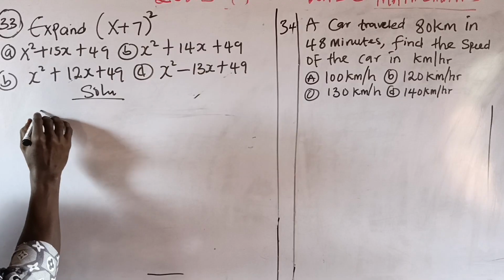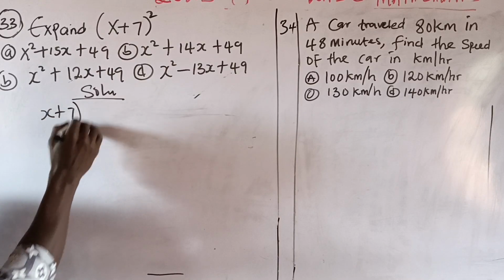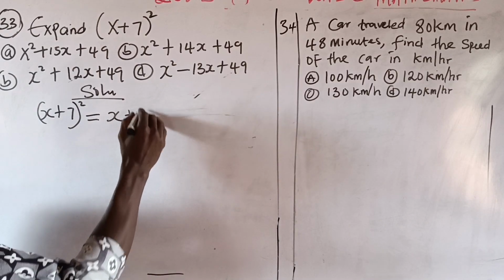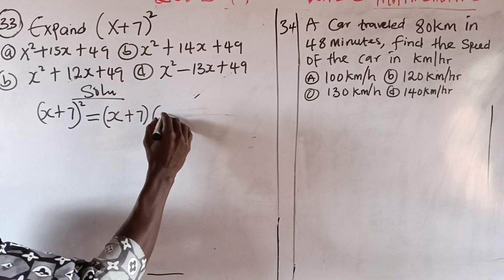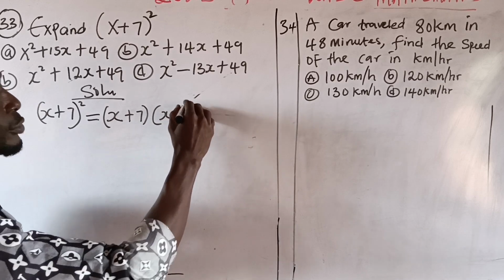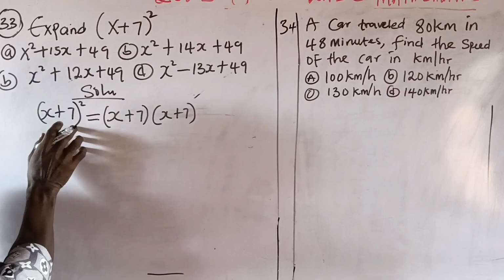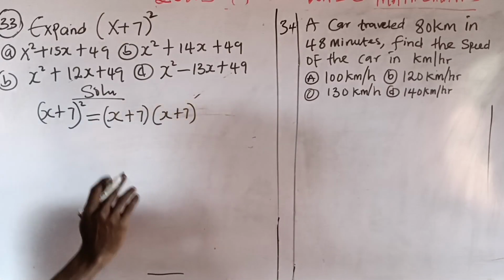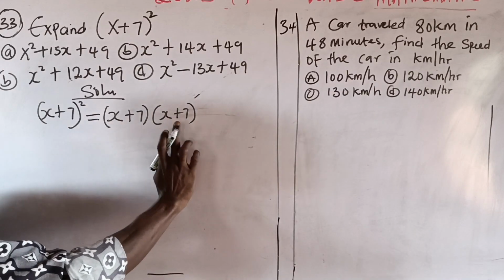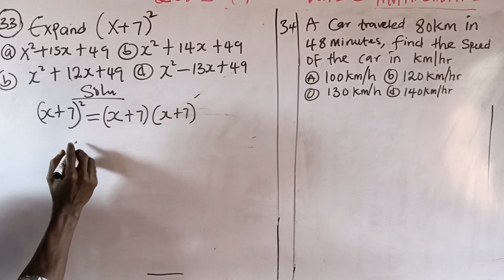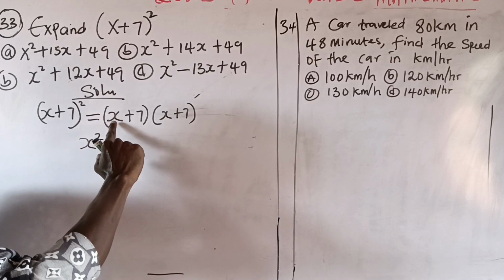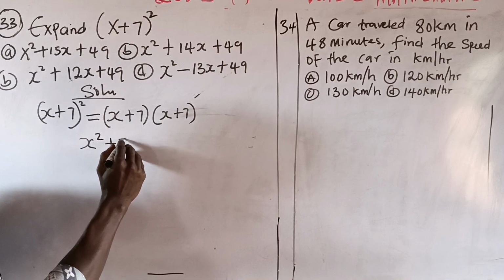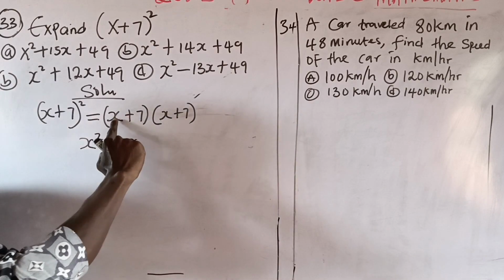Solution. So we have (x + 7)² is equal to (x + 7)(x + 7). This one is the same thing as this, and what they ask us to do is to simplify it, to expand it. So how do we do it? We multiply this to this. So we have x times x will give us what? x squared. x times plus 7 will give us what? Plus 7x. Now we are done with this.